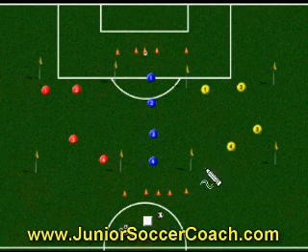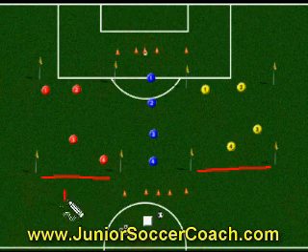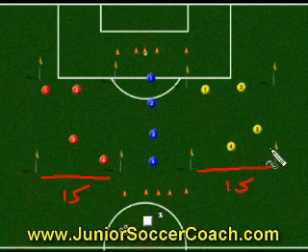What we have is two zones. We have the first zone over here and a zone over here, and they are 15 yards in length by 15 yards. Then you want one that's probably about 10 yards by 15 yards.